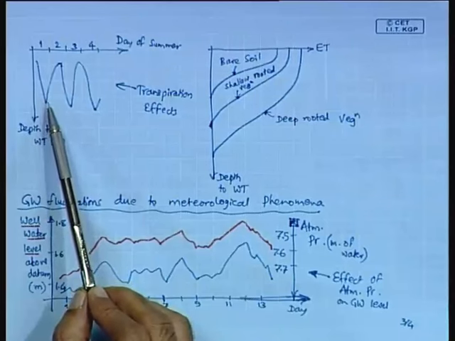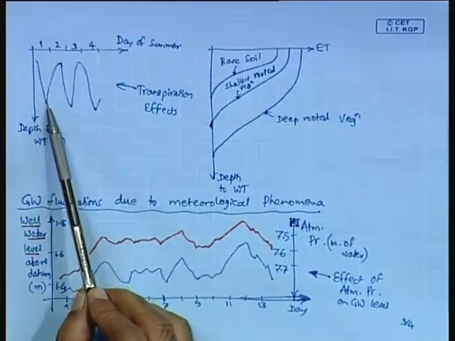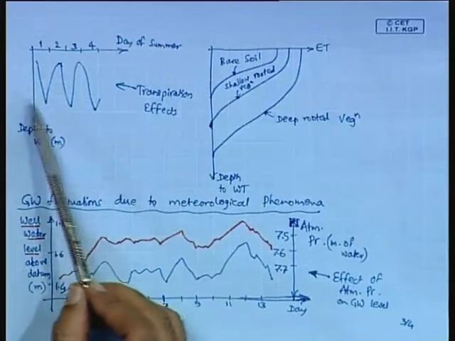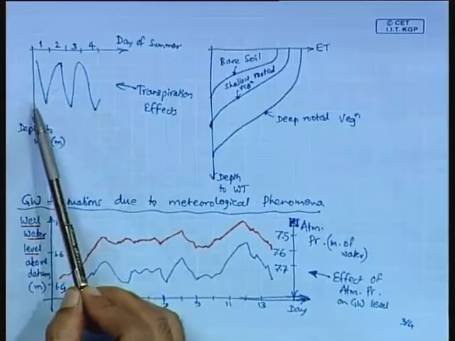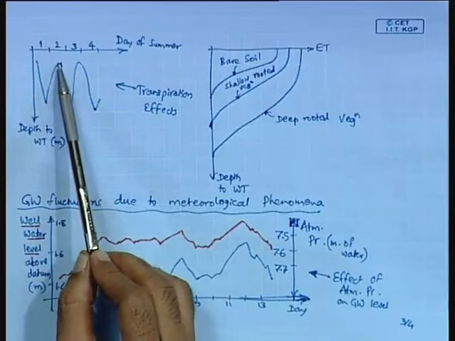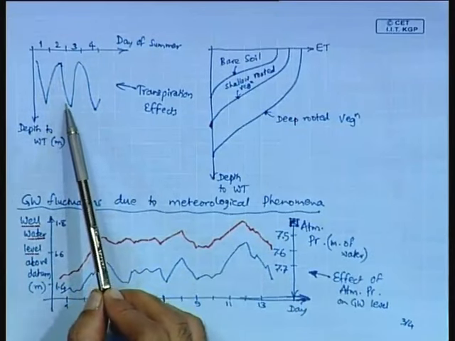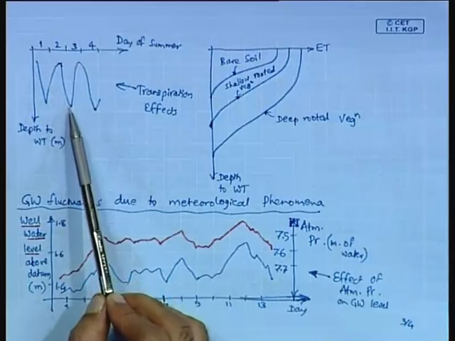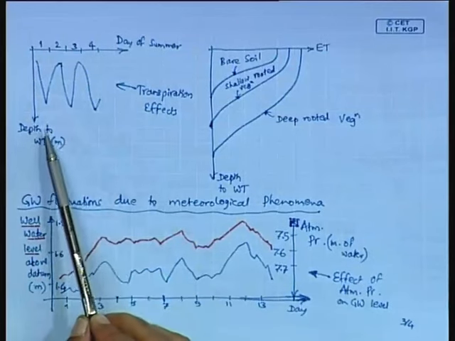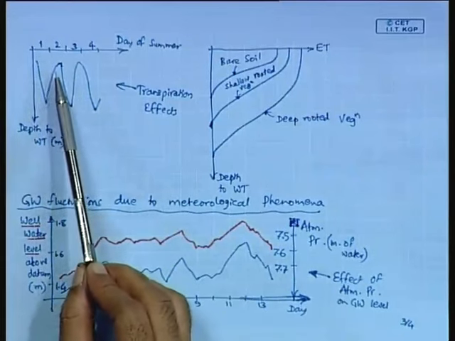And again, as the evening approaches, at midnight and beyond, due to the reduction in the transpiration activity, the depth of water table shows a slight decrease. This may be of the order of a few centimeters, definitely less than 10 centimeters, generally around 5 centimeters. Then again the next day the same thing happens. Immediately after midday the rate of transpiration is the maximum, so the water table is at its deepest. This kind of daily variation of the water table depth due to transpiration follows, you can say, a sinusoidal wave.